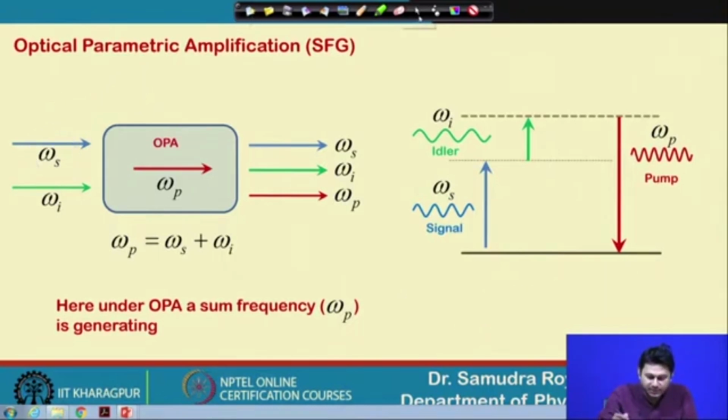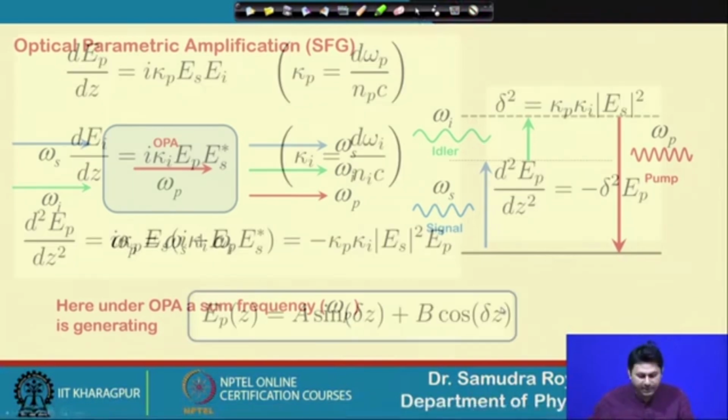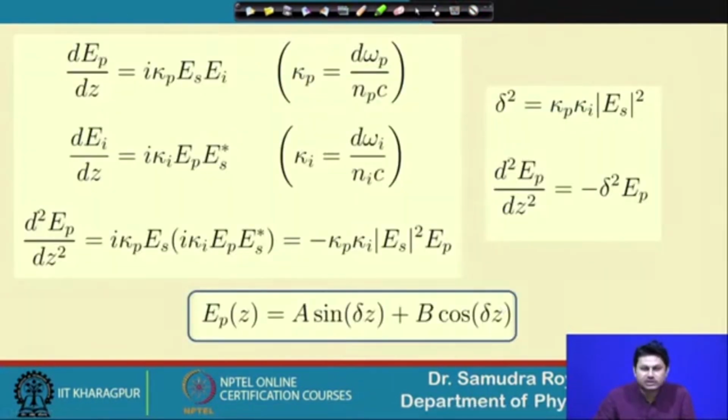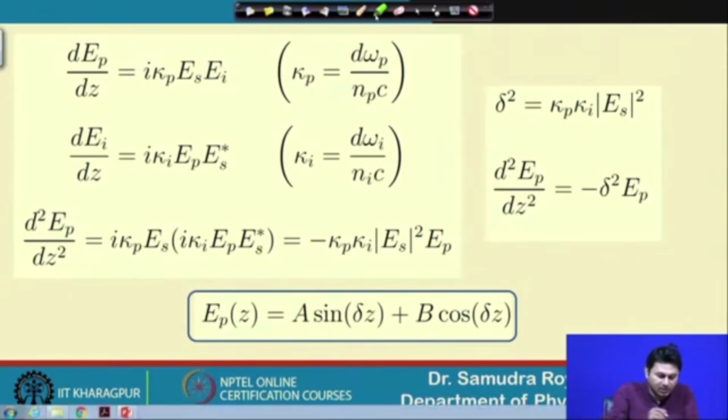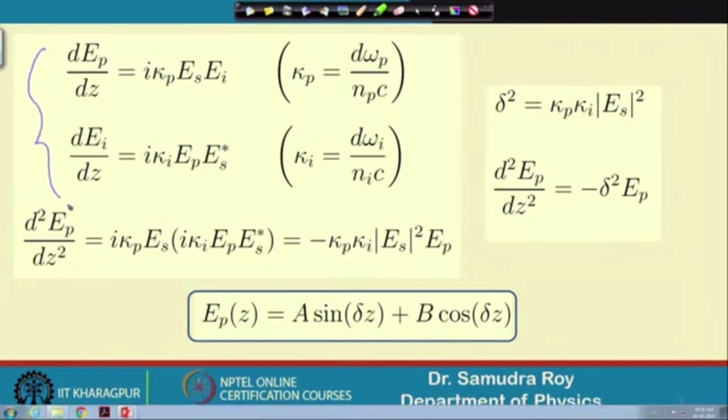So, all these three differential equations, by the way, are already derived, and the equations are something like this. I am talking about the coupled differential equations. These are the equations I am talking about, but here we are using only two equations. Since signal is constant here, that means E_s is constant, so I am not going to take the differential equation related to E_s. The first equation is the evolution of the pump, and the second equation is the evolution of the idler.